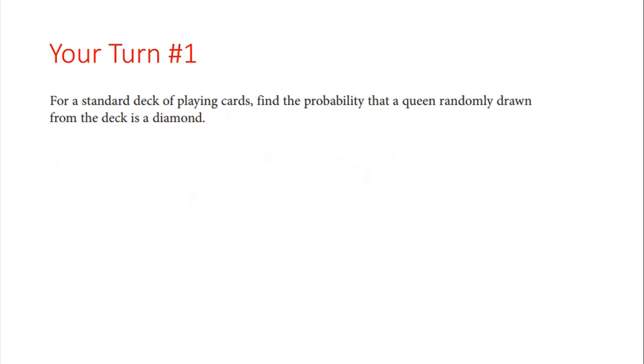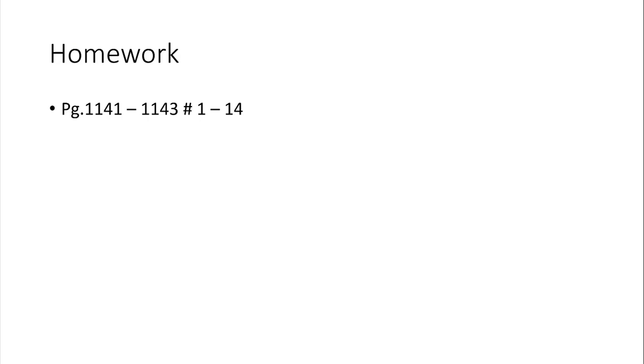All right, so here's your turn. Standard deck of playing cards. Find the probability that a card randomly drawn from the deck is a diamond, given that it is a queen. So what you're really doing here is finding the probability of drawing a diamond card given that it's a queen. Set up the formula accordingly, and you should get a nice little fraction. There's your homework. Let me know if you have any questions, and good luck.